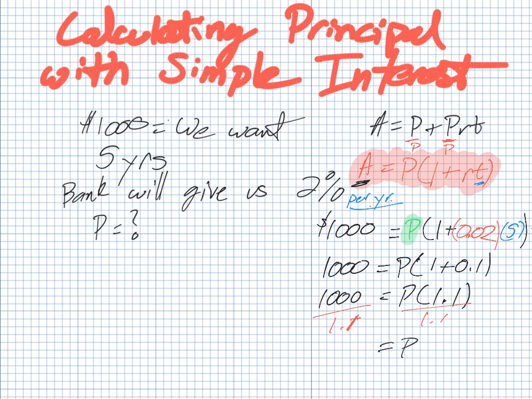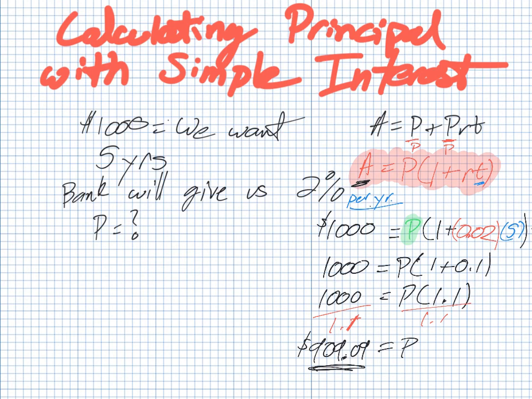And P will be equal to, give me a calculator there, so like 900-ish, $909.09. Amazing. So according to this, we needed an original principal of $909.09 in order to get $1,000 in the future.